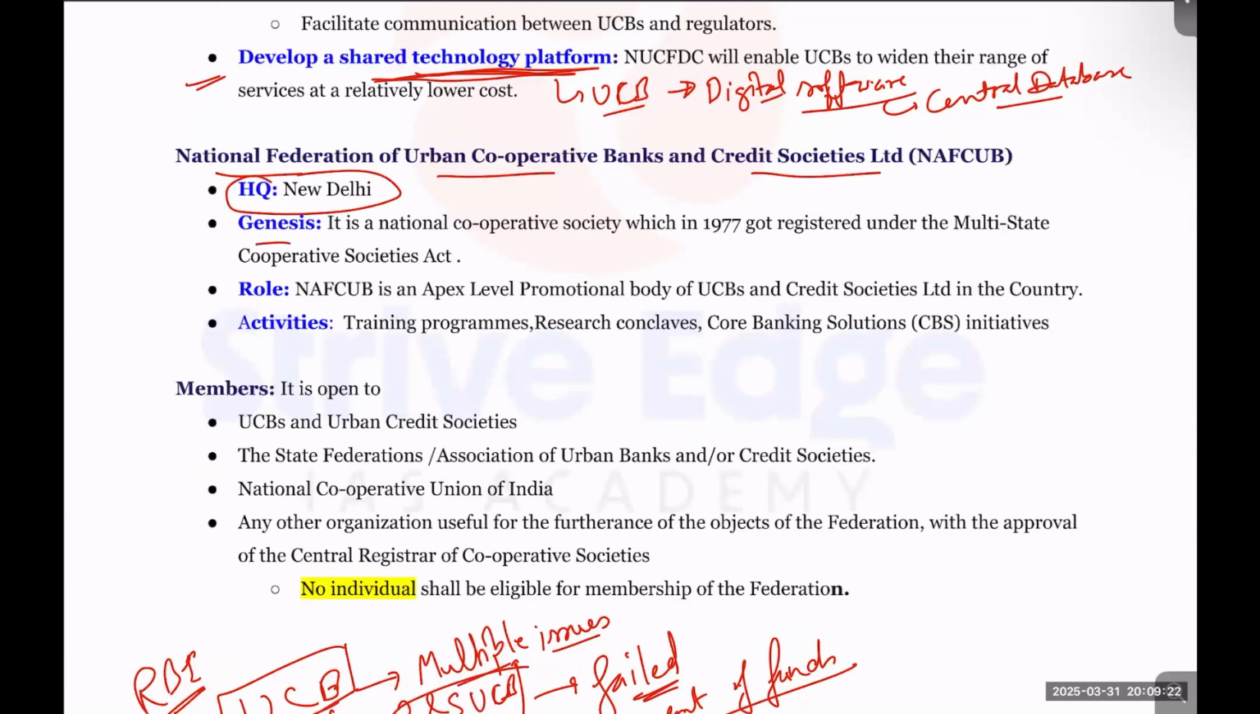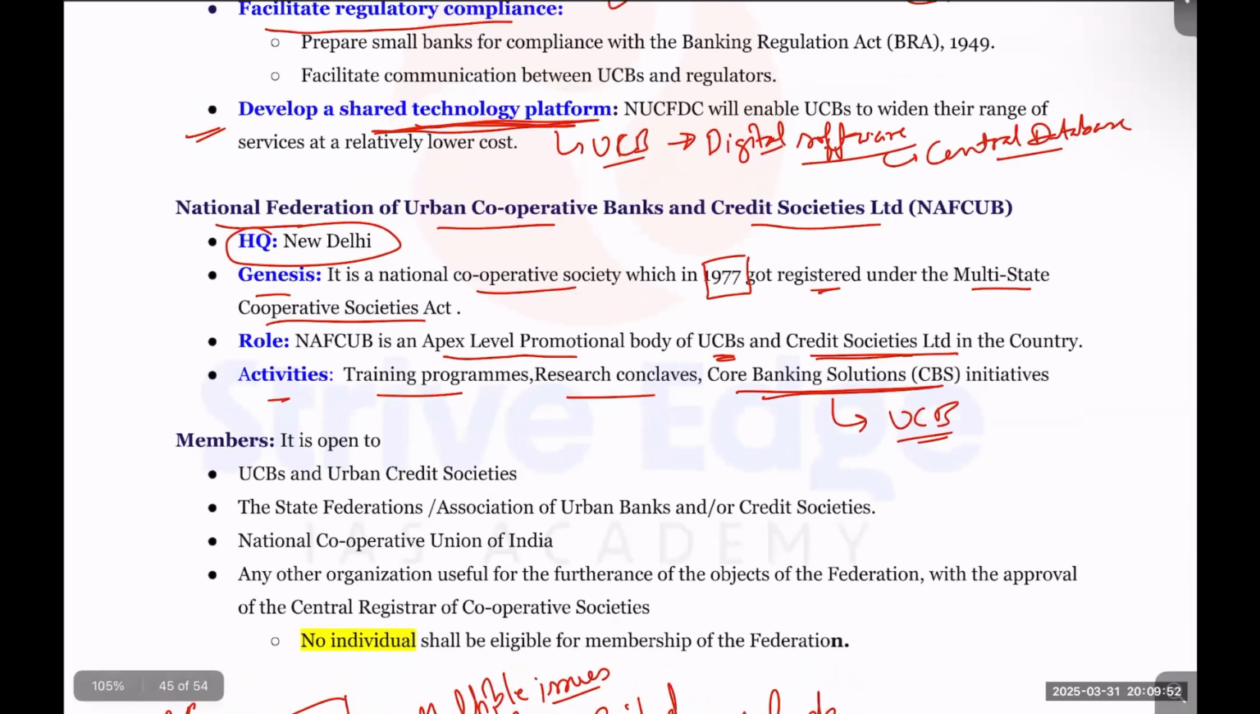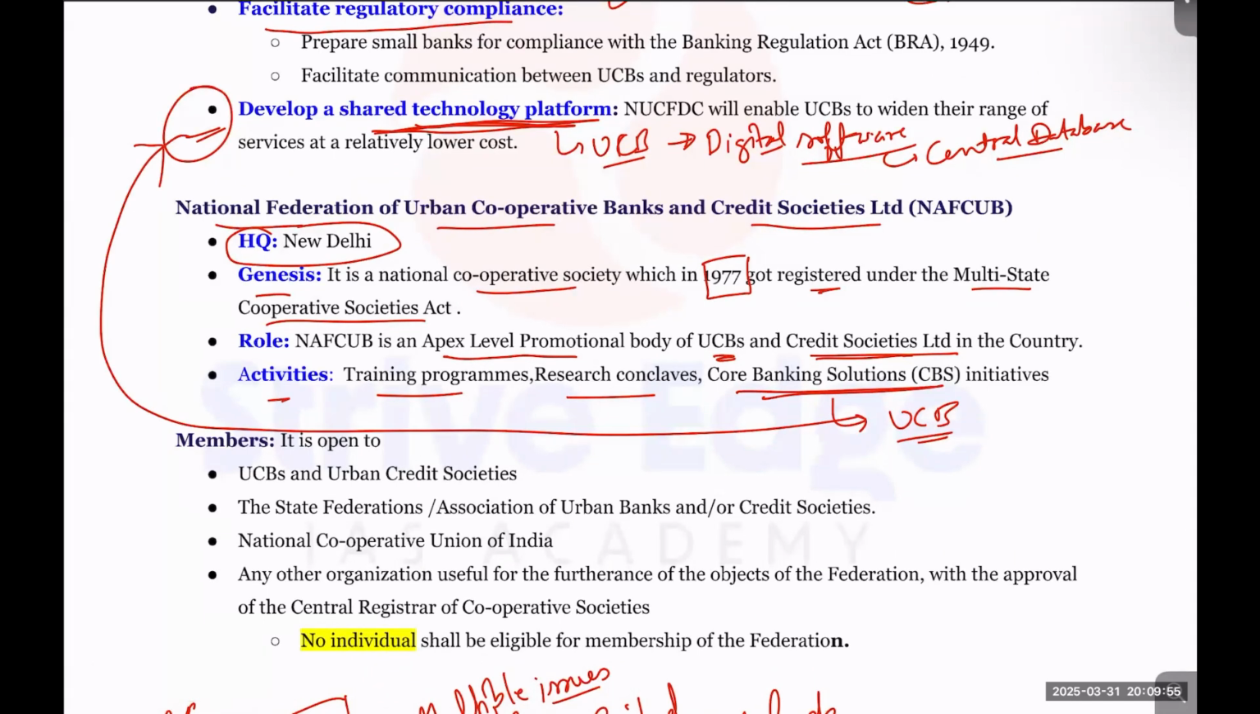Its genesis: it is a National Cooperative Society, which in 1977 got registered under the Multi-State Cooperative Societies Act. Its role is to be an apex level promotion body for urban cooperative banks and credit societies limited in the country. Its activities will be training, researching, and making the core banking solutions for urban cooperative banks. So what is the need that we have already discussed? It is here that a technology platform is needed for these urban cooperative bodies, and this body will be helping them in order to get one.